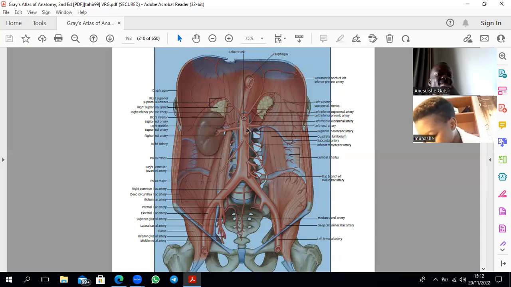So question now is, do you want me to talk about these arteries, to say how the celiac trunk moves like this and how it will supply the stomach, the pancreas, the liver, and everything? Okay. Yes.